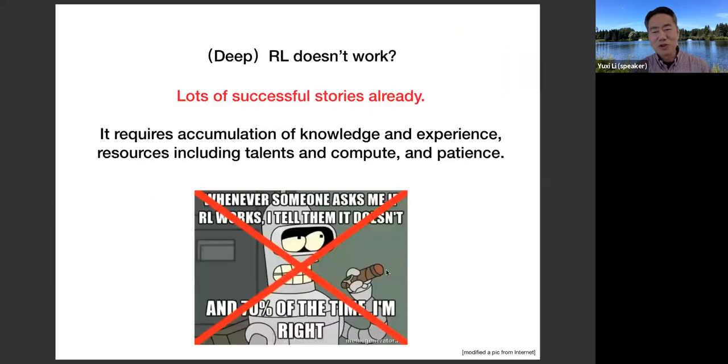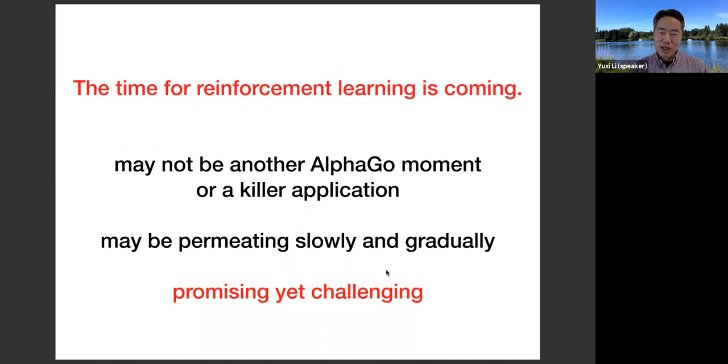So the claim that reinforcement learning doesn't work is not correct. Reinforcement learning has lots of successful stories, and the time is coming. There may not be another AlphaGo moment or killer application, but reinforcement learning is progressing slowly and gradually, and is promising, although it's still challenging. Okay, that's my talk.